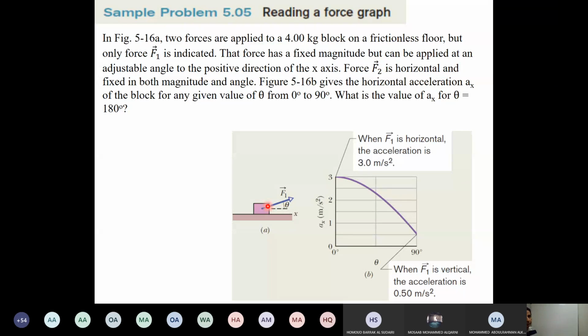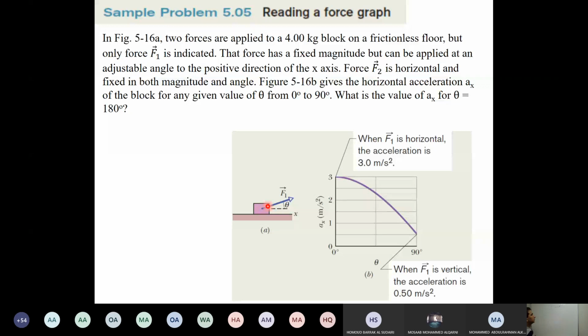So here we need to apply the force F1, and also see how much the acceleration is there. And at the end, once we determine the second force, the next question asked is what will be the a_x when theta is 180, which is not shown in the graph. So we know this problem can be like this. Let's say this is your block, and here F1 is applied, and F1 is making an angle theta.